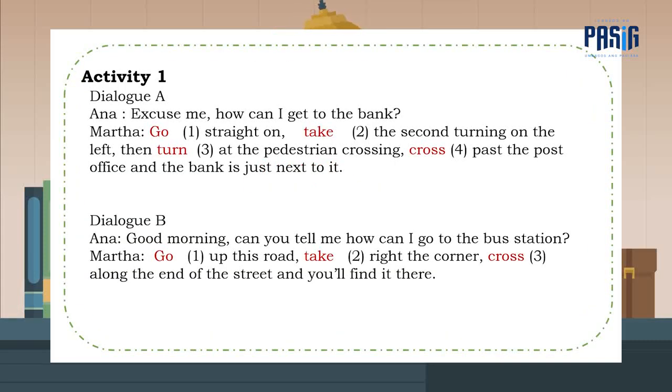For dialog A, Anna: Excuse me, how can I get to the bank? Martha: Go straight on, take the second turning on the left, then turn at the pedestrian crossing, cross past the post office, and the bank is just next to it.